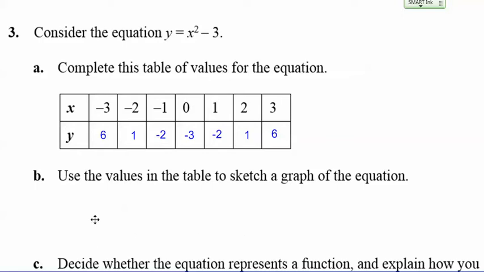I didn't mark many people right on this because your sketches were very difficult to read. This also says use the values in the table. So I'm actually supposed to plot these 7 points. So that's what I've done here. Here's this point 0, negative 3. I got 1, negative 2, and negative 1, negative 2. I've got 2, 1, and negative 2, 1. And I've got 3, 6, and negative 3, 6. So we should get this kind of figure here.